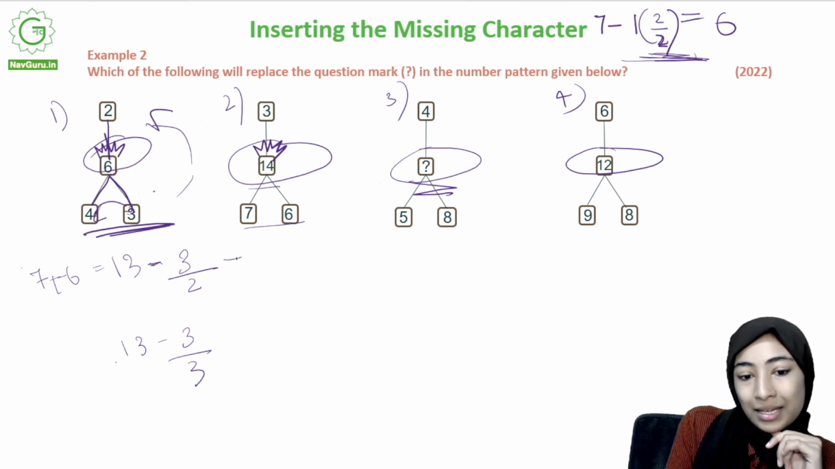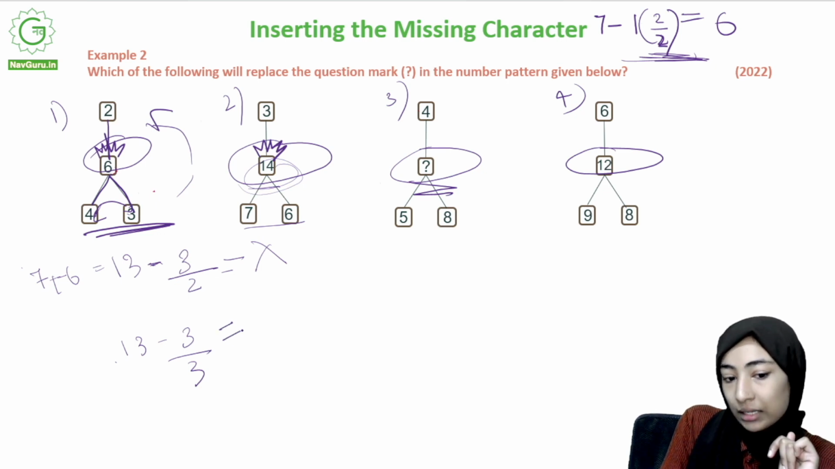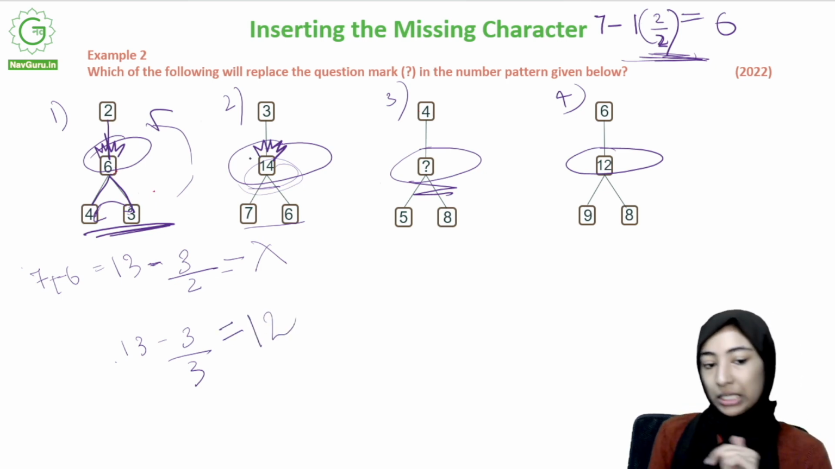So if it was 13 minus 3 by 2, the problem is this is definitely not right, because 3 is an odd number, so you will not get a natural number in this case, and you need a natural number here, so that's not going to work. What about 13 minus 3 by 3? Again, does not work. You get a 12, not a 14. So that's not the case.